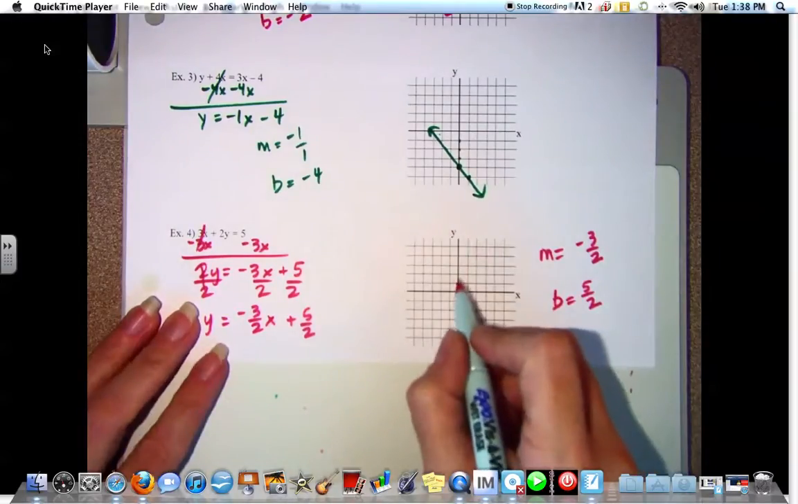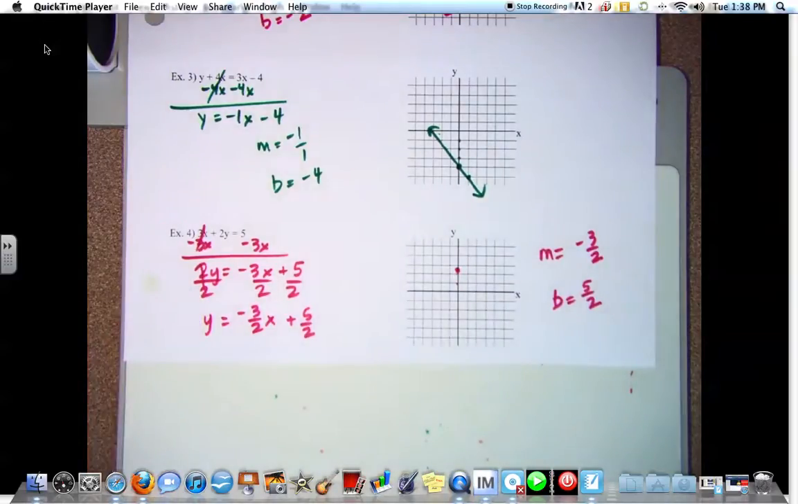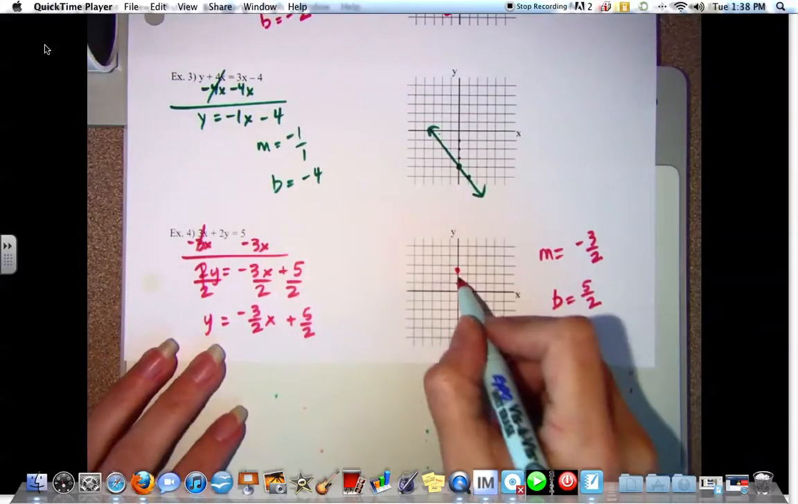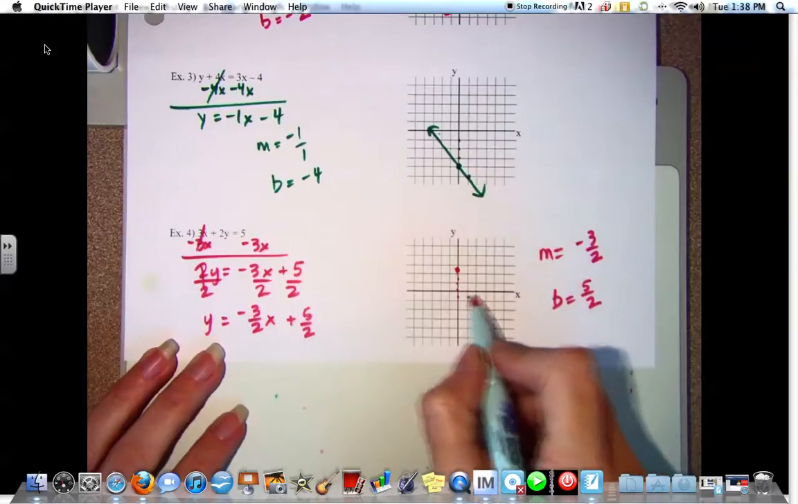So we're going to go up 1, 2, and then a half, and make our dot. And from there, what am I going to do? Go down 3 and over 2. Down 3. 1, 2, 3. So that puts me in between 0 and negative 1, and over 2.